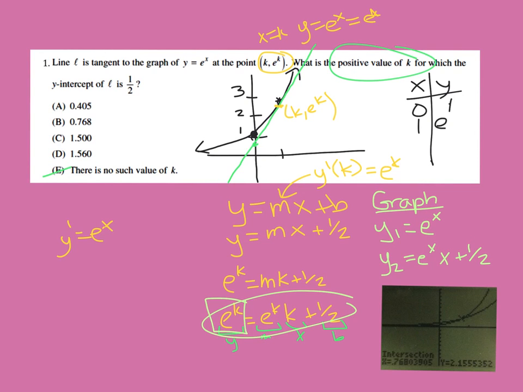I apologize for the poor picture quality, but hopefully you can see it, and hopefully your calculator gave you something similar. I ended up getting an intersection point at 0.768 and 2.155. If you weren't sure whether to use the x or the y, keep in mind that we are solving for k. I replaced the k with x, so we're looking for our x value right here. So my answer for this is B.